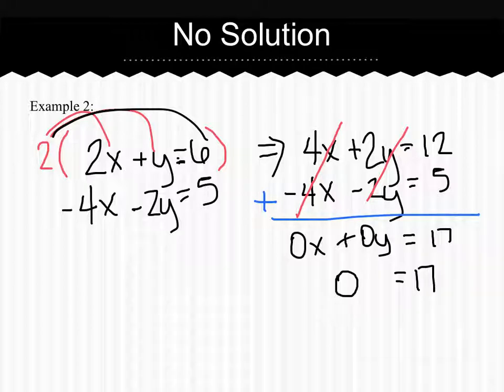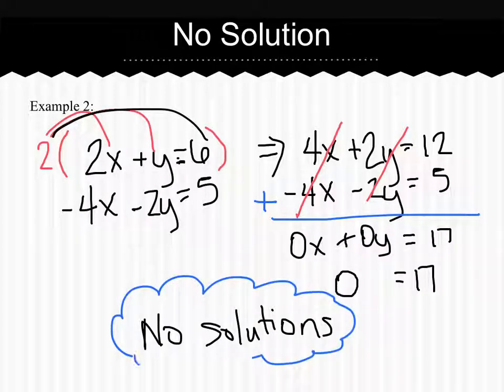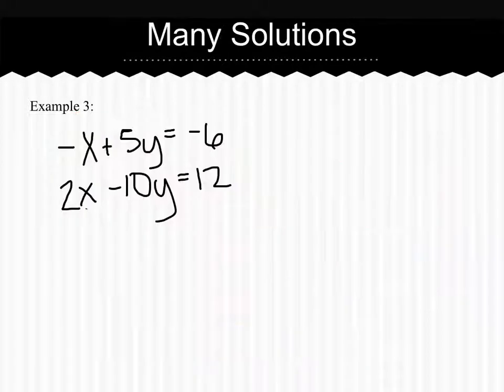Since it is impossible for 0 to equal 17, and all of our variables have canceled out, we would say that this is a false statement, so there are no solutions. If you end up with a false statement and there is nothing left for x or y, it is impossible to have a solution. There are no solutions.